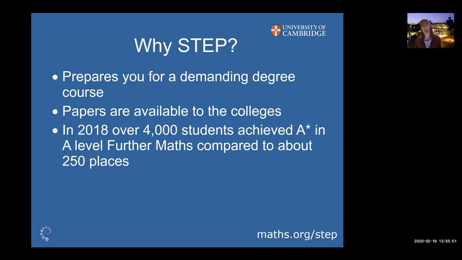You also have lots of extremely good students doing IB, doing other sorts of courses in other countries. So that's an awful lot of extremely good mathematicians who, as far as A levels are concerned, are getting the best grades they possibly can. Taking maths at Cambridge, we have 250 places. So what we need to try and do is work out, of this large pool of extremely talented mathematicians, who are the extremely, extremely talented mathematicians.